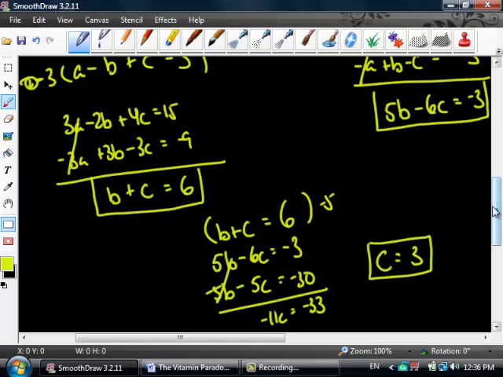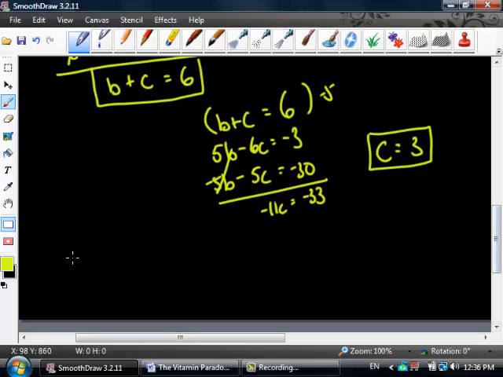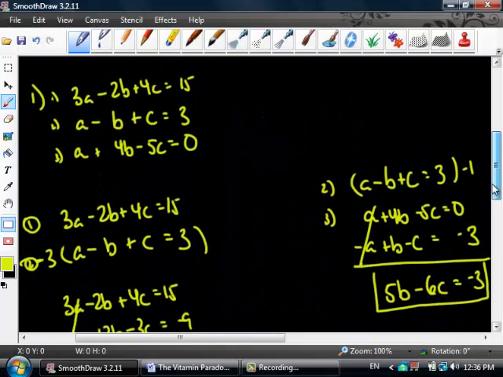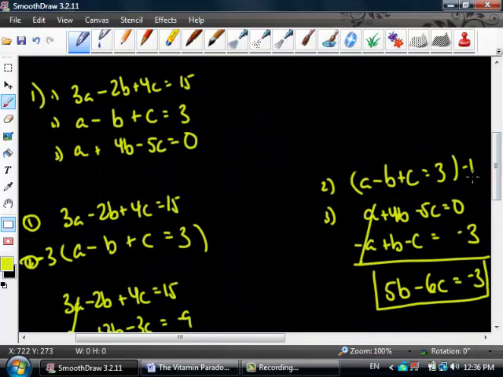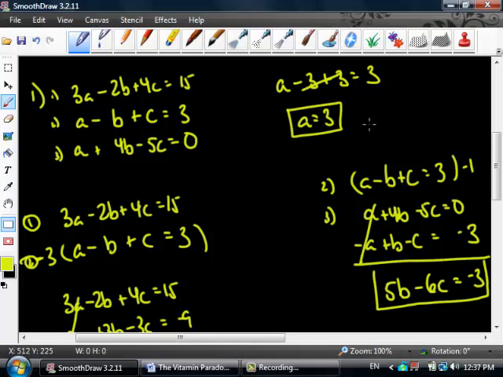Yeah, I think that's kind of a no-brainer, right? So that means it's going to look like b plus 3 equals 6. B equals 3, yes? So I got 2 3's. Let's see, back to the top, equation 1, equation 2, equation 3. Aaron? 2. So we're trying to solve for a, so a minus 3 plus 3 equals 3. Bam! A equals 3. So you end up with 3, 3, 3.